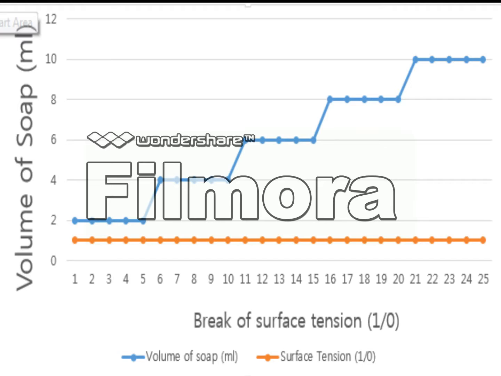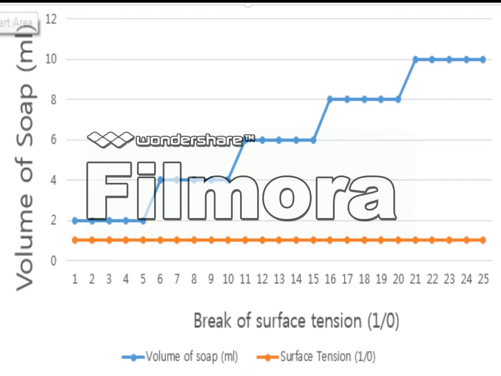And now we present our results from the experiment. So first, in figure 1, we can see how the orange line that represents the surface tension didn't change. The reason why is because even though we increased the volume of soap on intervals of 2 milliliters until we reached 10 milliliters, the surface tension broke on all the trials.